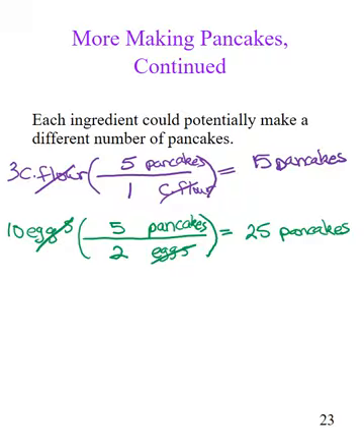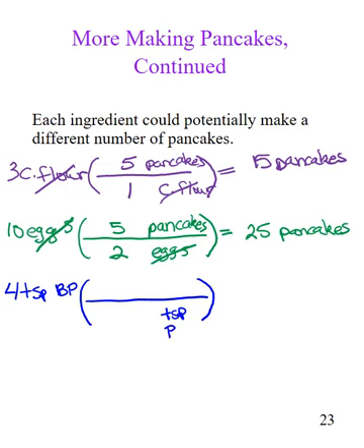Okay, and then we have a third ingredient, and that is 4 teaspoons of baking powder. I'm going to abbreviate it as BP. So now we have to find this relationship between teaspoons of baking powder and pancakes. The recipe says that for every half a teaspoon of baking powder, it will produce 5 pancakes. If we do the math, that leaves us with 40 pancakes that we can make.